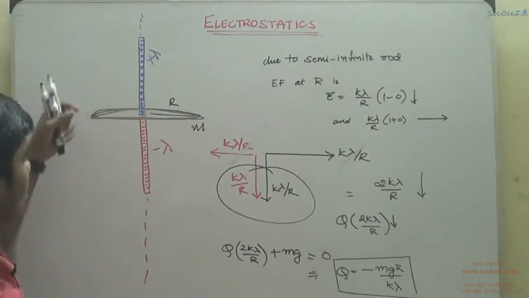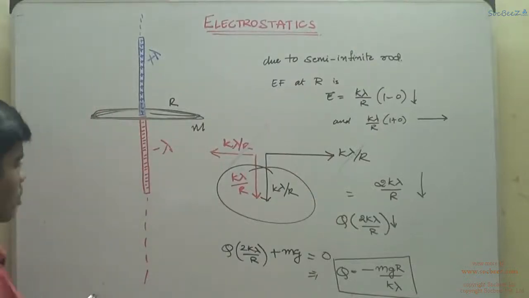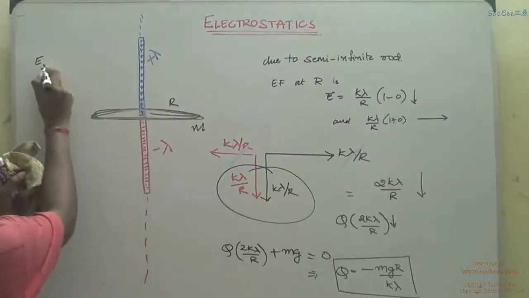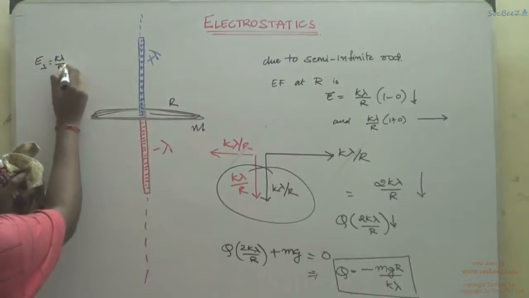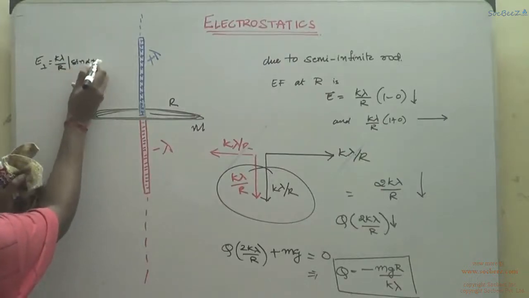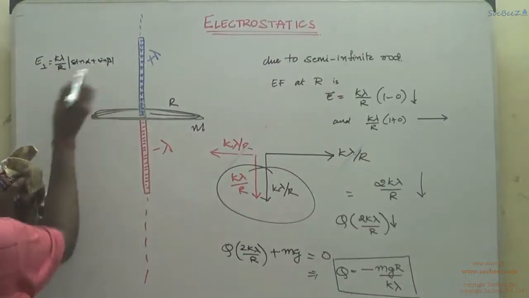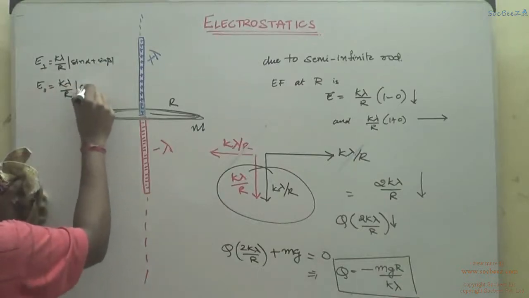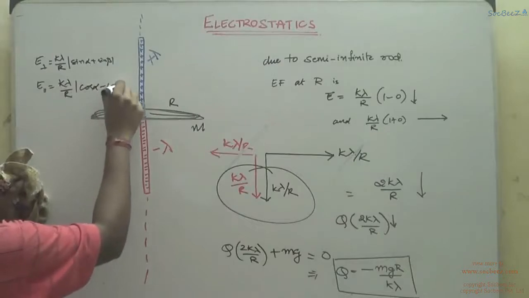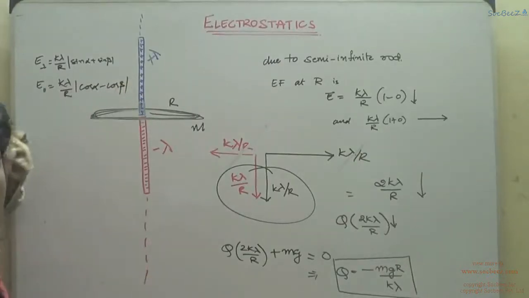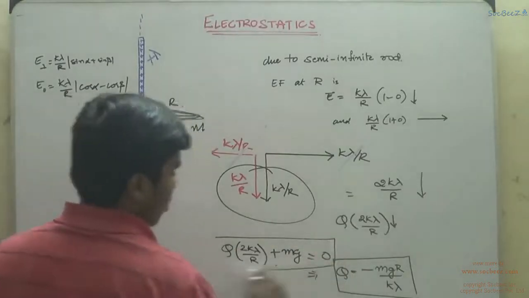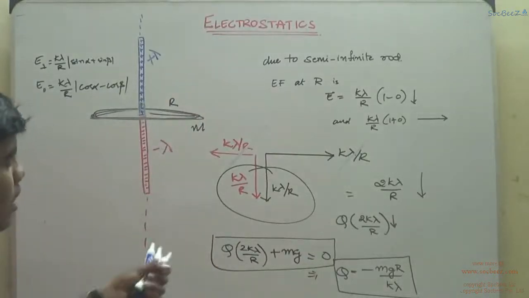Now we found out the application. What did we use here? We used the formula that E perpendicular is equal to k lambda by r times (sine alpha plus sine beta), and E parallel is equal to K lambda by R times (cos alpha minus cos beta). Just note that these formulas become very important while we solve questions, and then it's very simple: equating the net force to 0, we get the answer.